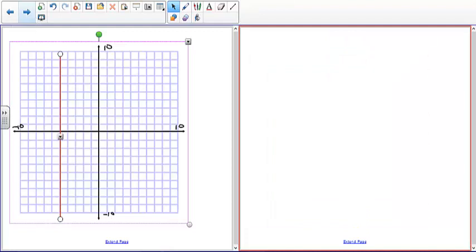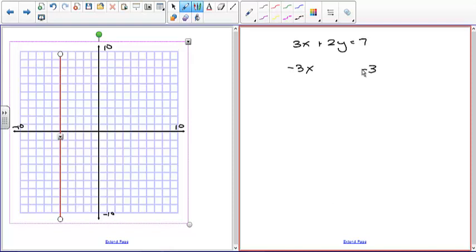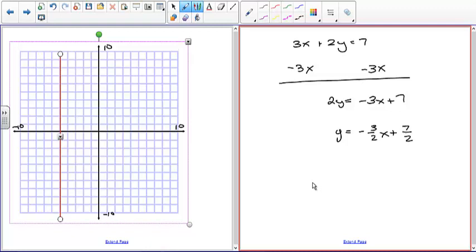And then the final one is another example of one that's in standard form. So if we make it into slope-intercept form, we'll subtract 3x from both sides. That'll leave you 2y is equal to negative 3x plus 7. Divide both sides by 2. You get y is equal to negative 3 halves x plus 7 halves. So we know the y-intercept is 0, 7 halves.